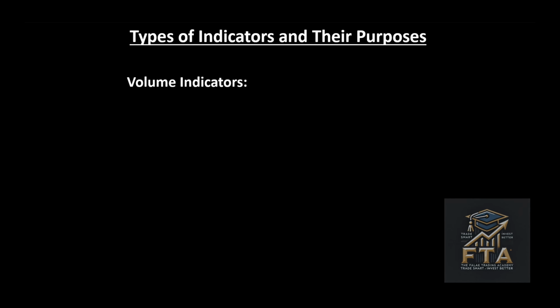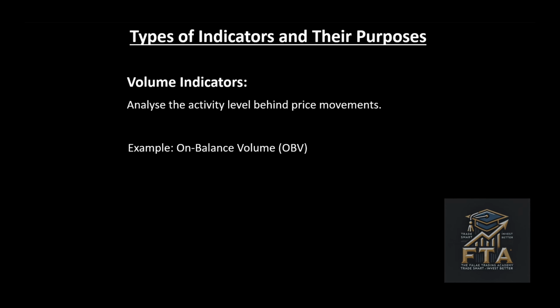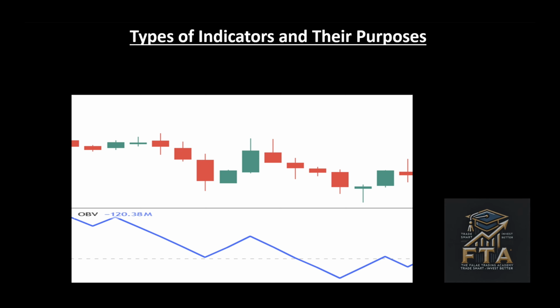Next, we have volume indicators. Volume indicators analyze the activity level behind price movements. So how much of a push is behind the candlestick that is being produced or that has been produced. So an example would be the unbalanced volume.